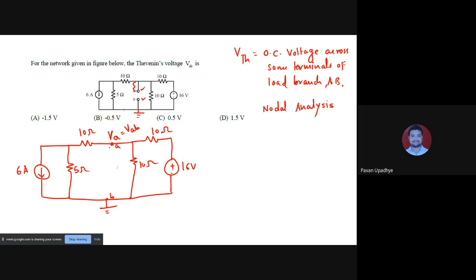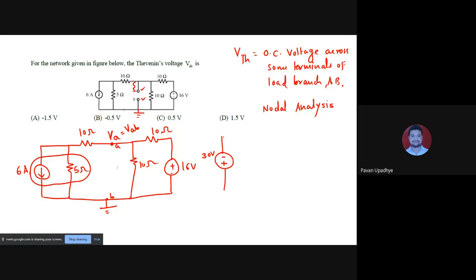But in fact, before doing that, I would suggest you convert this current source and this resistance into a voltage source. This will reduce one step. Converting a current source into a voltage source is possible. We know 6 into 5 is 30, so the voltage source will be of magnitude 30 volt. The only thing is you have to take care of polarity: as the current is moving down, the polarity will be plus on the lower side.